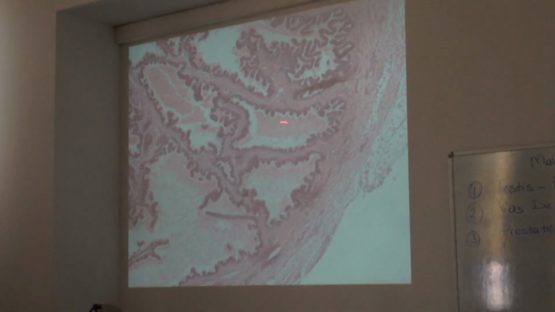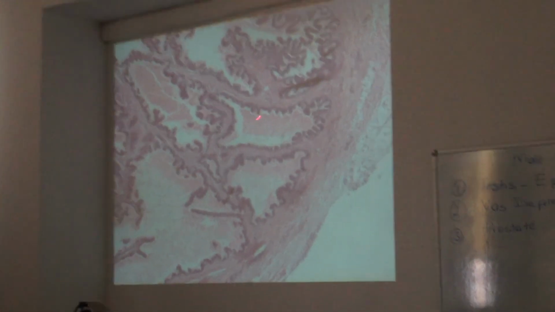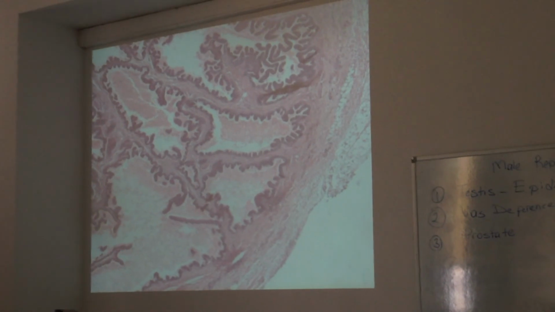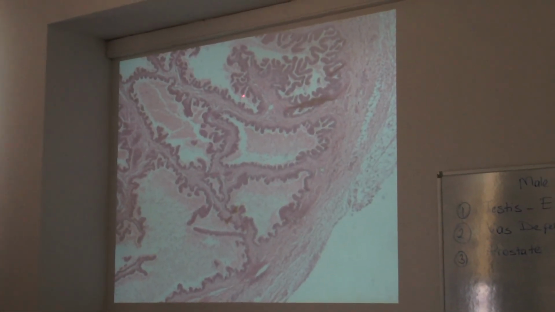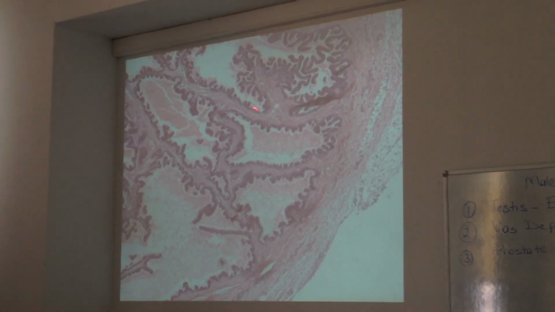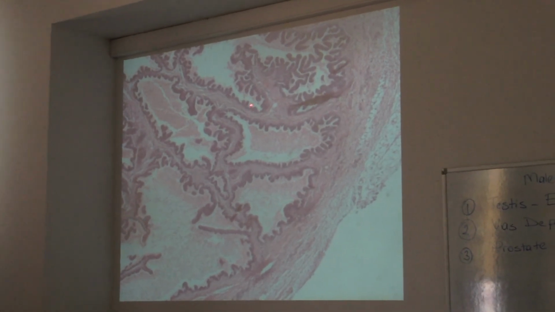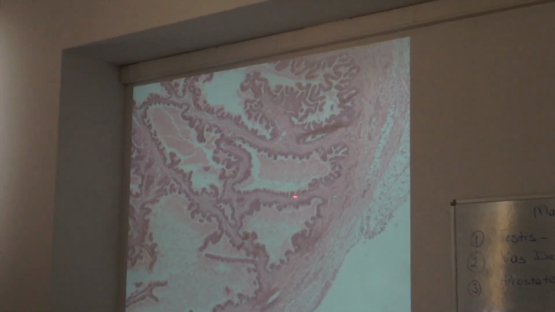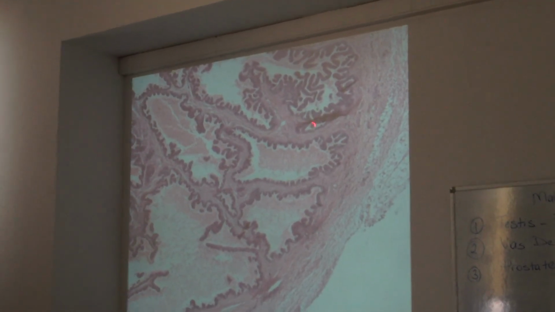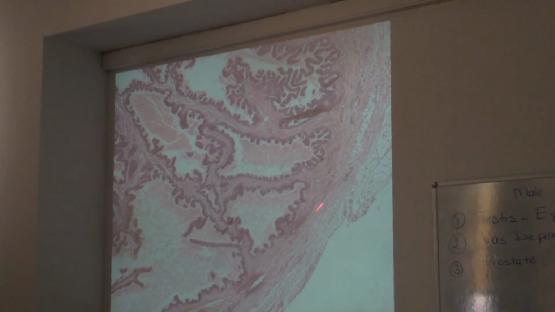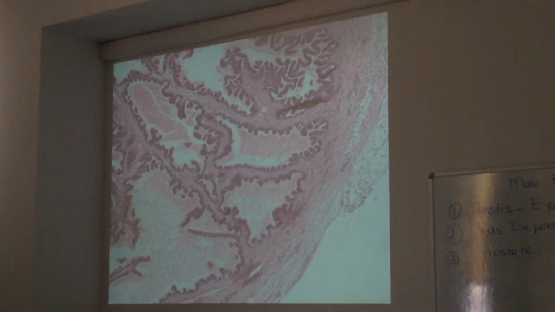The secretion of prostate can be seen in the lumen as pinky stained. And another structure you should know, between these tubulo-alveolar glands there is a fibromuscular stroma of prostate. This is the fibromuscular stroma between the tubulo-alveolar glands. And a fibroelastic capsule is surrounding the prostate gland.